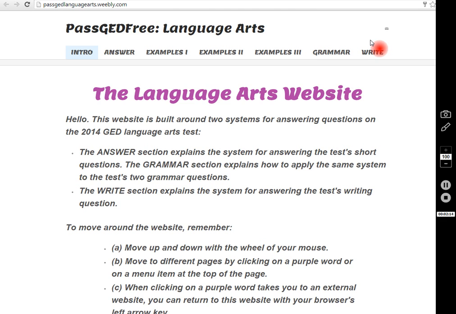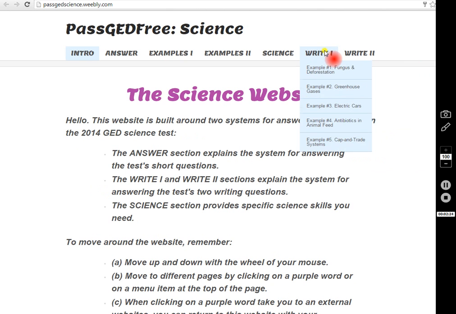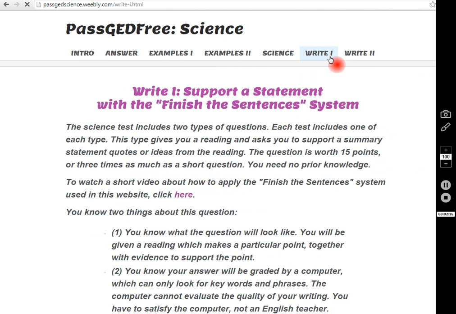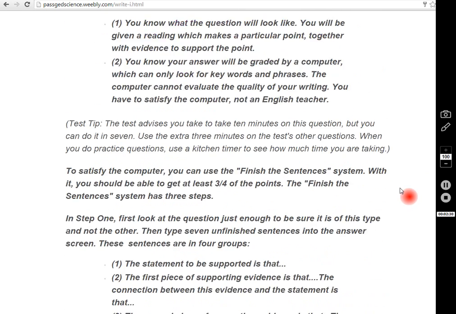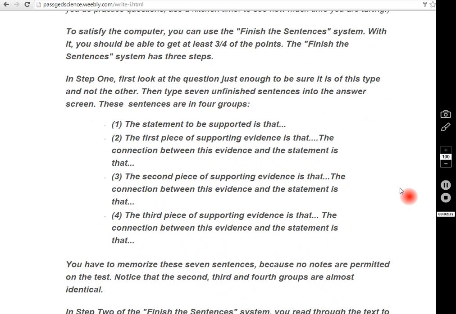To satisfy the computer, all three websites use the Finish the Sentences system. Let's go to the first writing question in science to see how that works. In step 1, you type 7 unfinished sentences into the answer box. These 7 unfinished sentences are relevant to the particular kind of question you'll get in the science test.